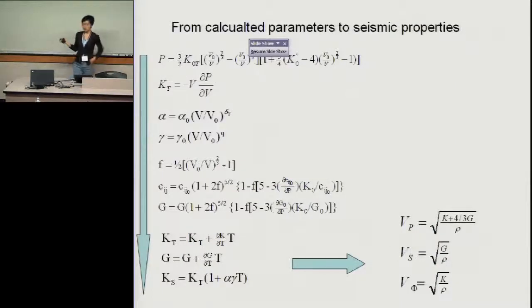So here are the parameters we want from both experiments and calculations. We want to know equilibrium states. We want to know the isothermal bulk modulus, thermal expansion, and all the temperature dependence. And then we convert it to the adiabatic bulk modulus, so that we can have comparable velocities.